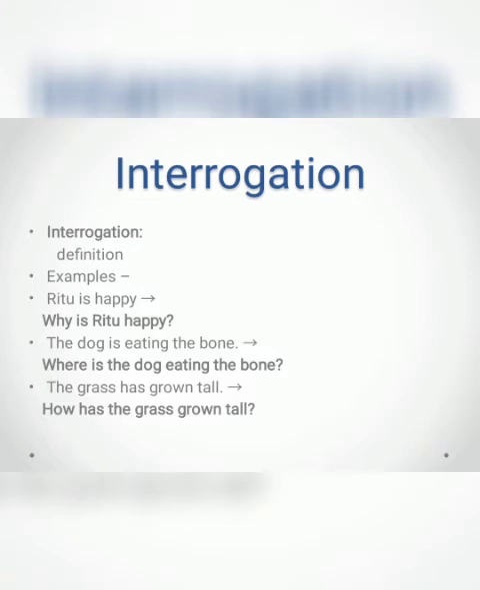The dog is eating the bone. It becomes where is the dog eating the bone? Third one, the grass has grown tall. It becomes how has the grass grown tall? So that was about interrogation.